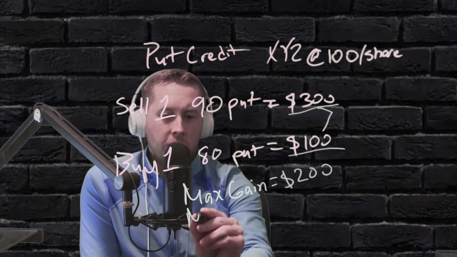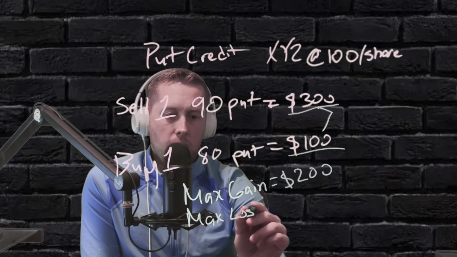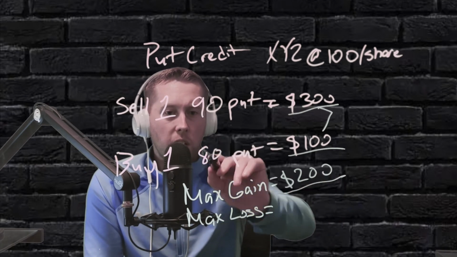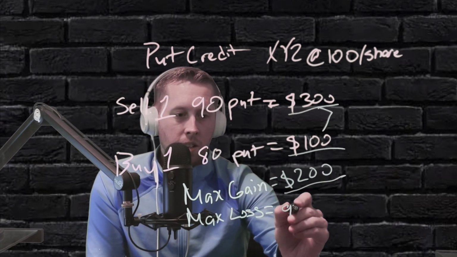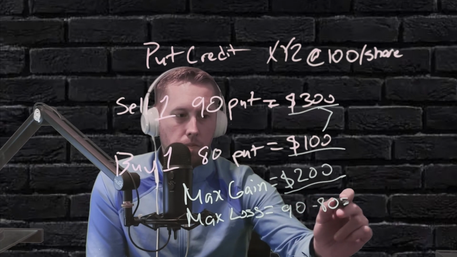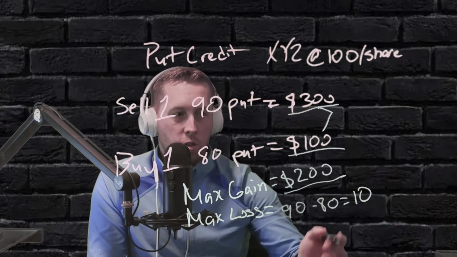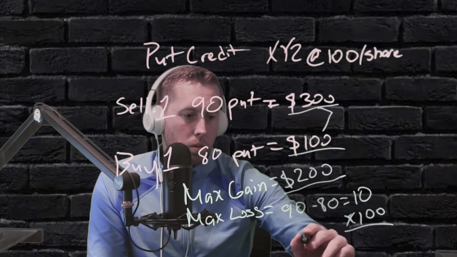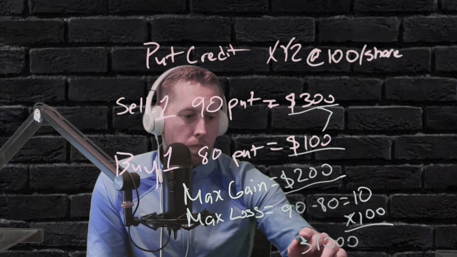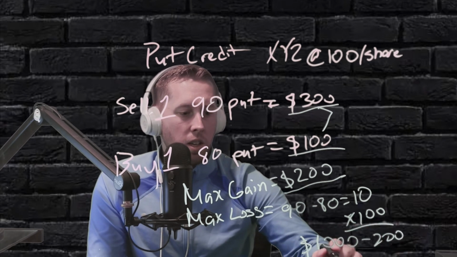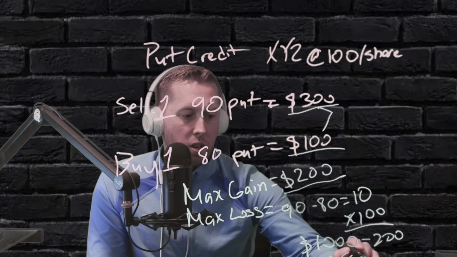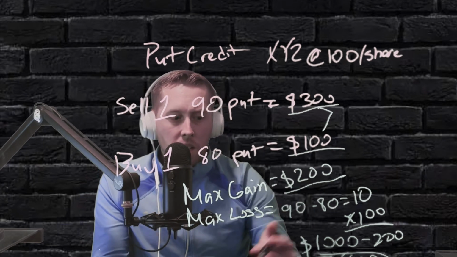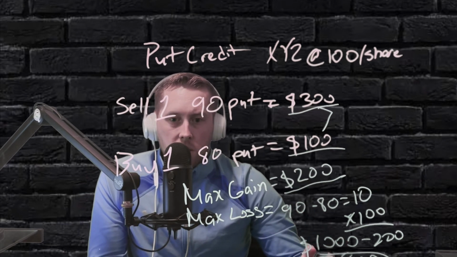Your max loss is the difference in the strike prices minus the money you receive. So 90 minus 80 times 100, right? So it'd be $1,000 minus the $200 that you received. So your max loss is $800. So that's your risk to reward ratio. You can do a $200 max gain with an $800 max loss on this example.